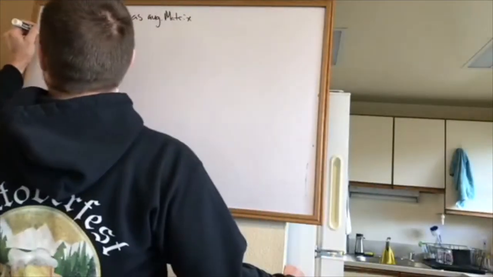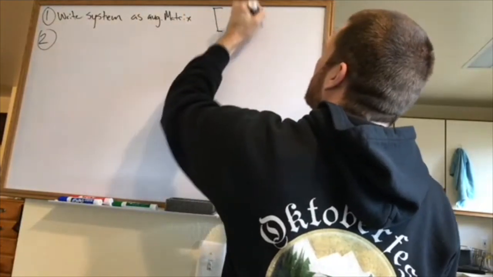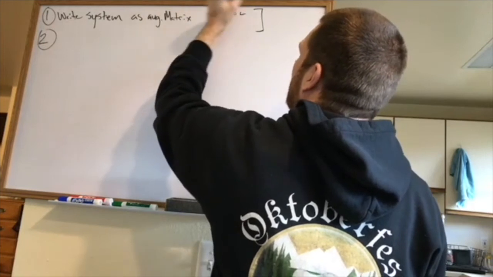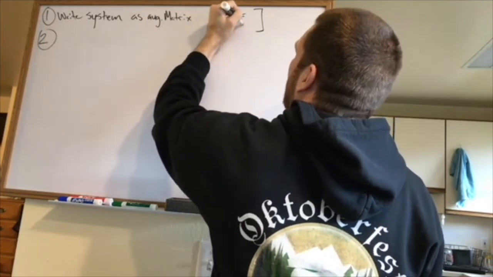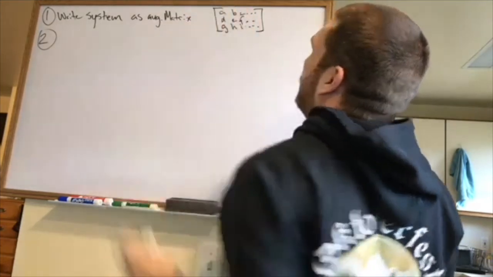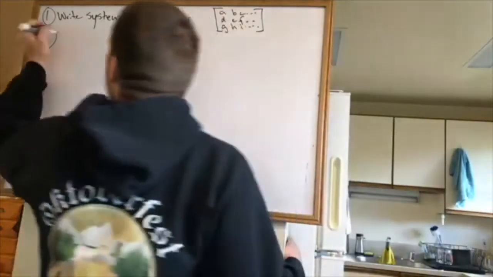2. So you have your augmented matrix. It has a bunch of stuff, and I'm just going to write it as A, B, C, D, E, F, G, H, I, and so on. Step 2, get a leading one.